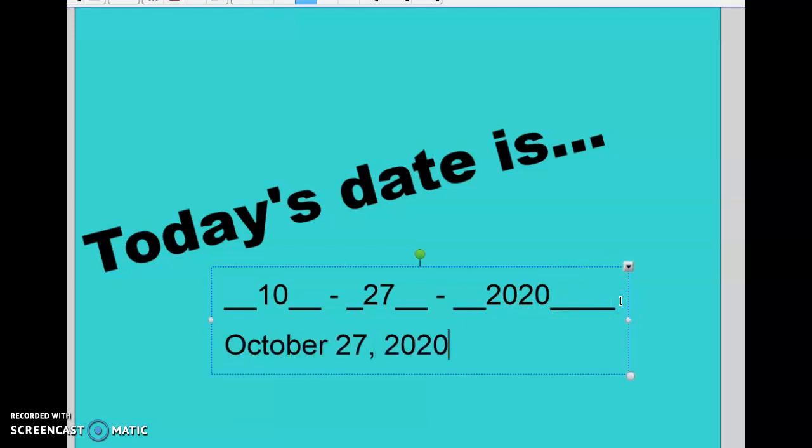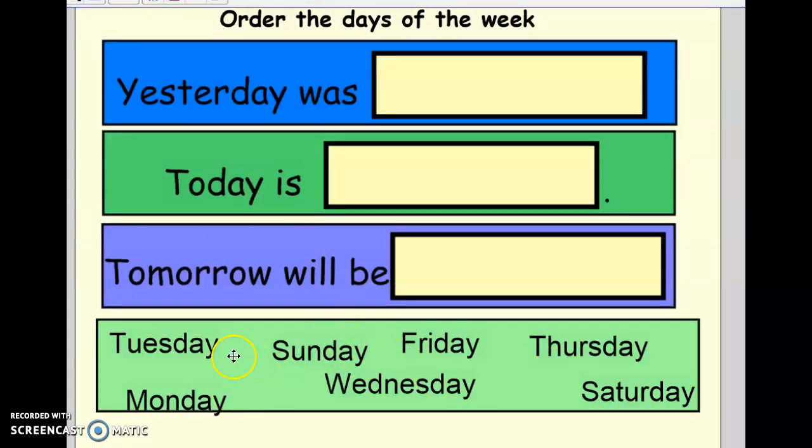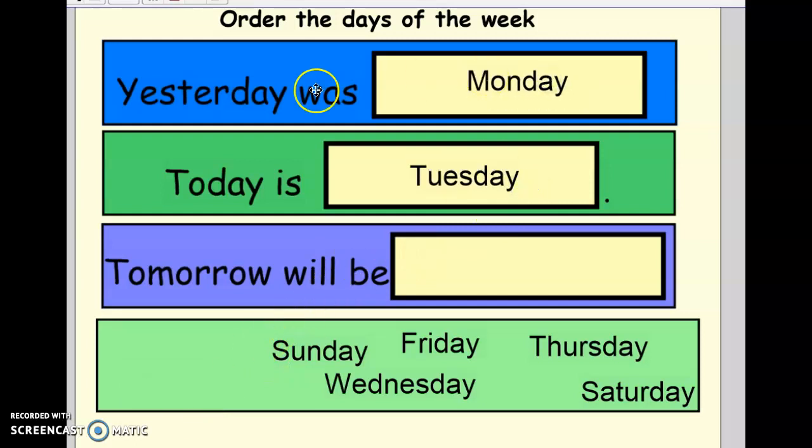Put it in word form. October 27th, 2020. I know that today is Tuesday. That means yesterday was Monday. If yesterday was Monday and today is Tuesday, then tomorrow will be Wednesday.